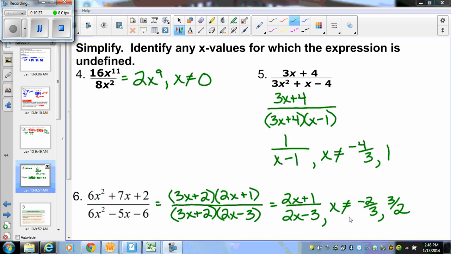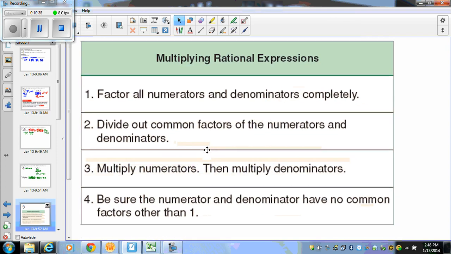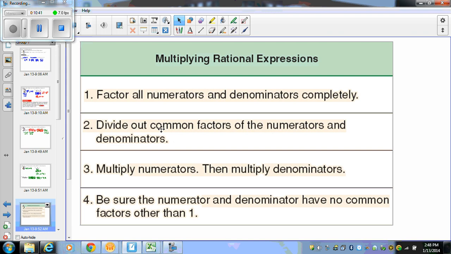Okay, so that covers simplifying. Simplifying is where you're just given the rational expression, you have to factor and take out common factors. Now we're going to move to multiplying. There are 4 steps to multiplying rational expressions.